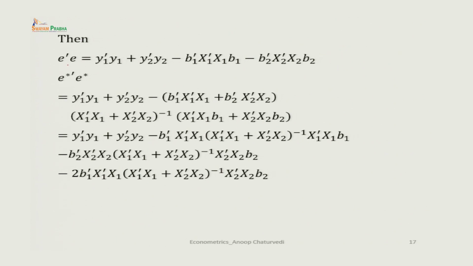and then E transpose E is equal to y 1 transpose y 1 plus y 2 transpose y 2 minus b 1 transpose x 1 transpose x 1 b 1 minus b 2 transpose x 2 transpose x 2 b 2. So, the calculation of E transpose E is straightforward. Now, we calculate E star transpose E star.